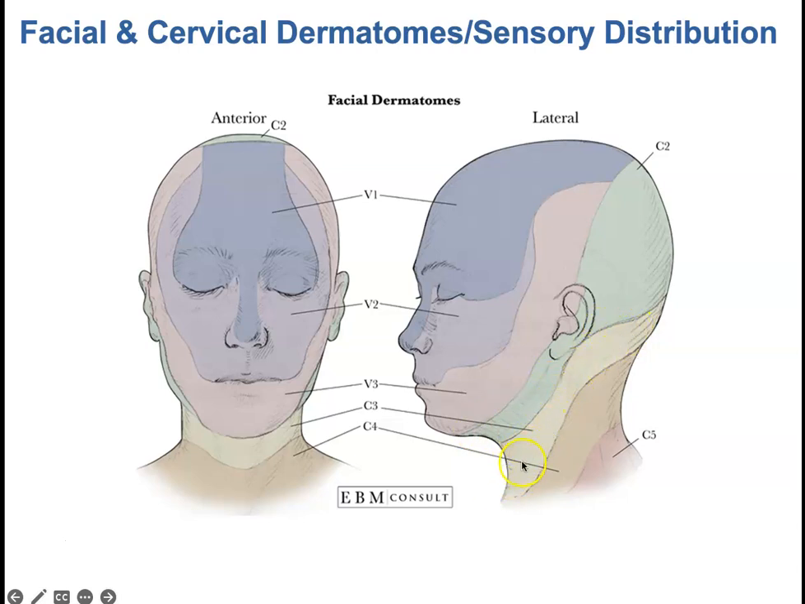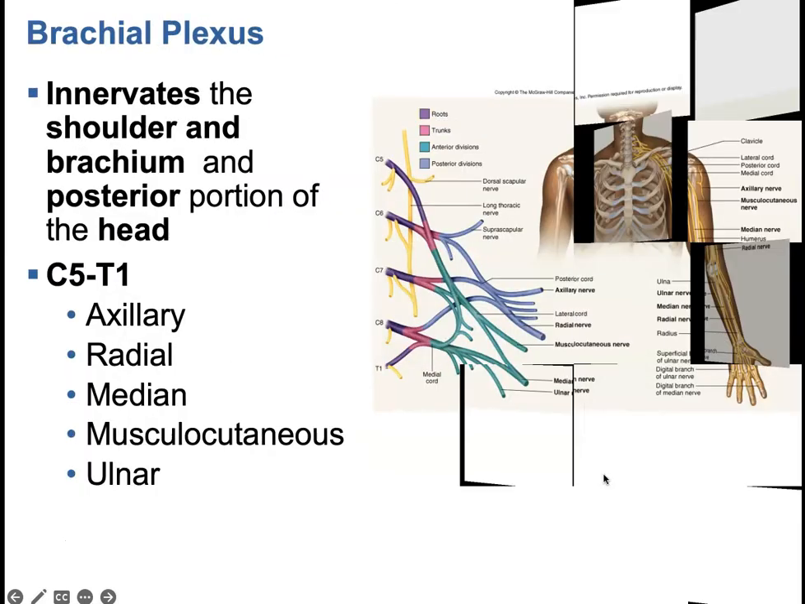anterior portion of the neck. And then your C4 just below that, and then C5 right in the upper part where the trapezius is, right where those cervical thoracic vertebrae meet up. So those are your facial dermatomes.